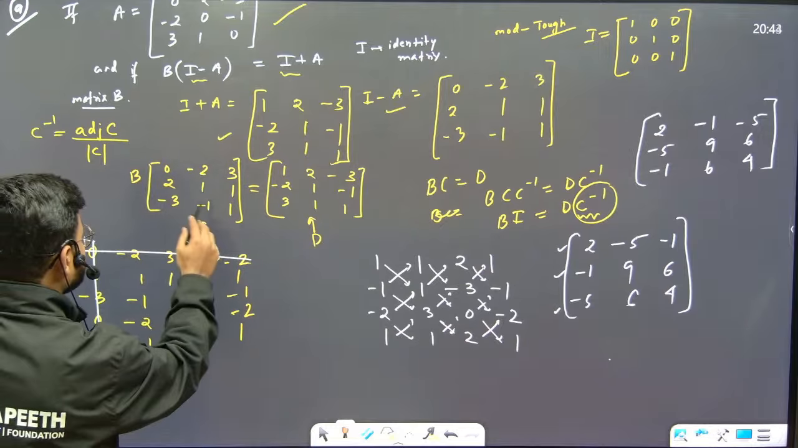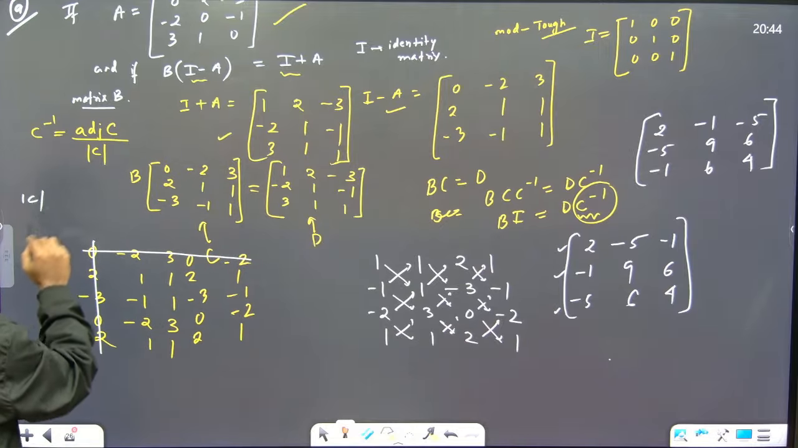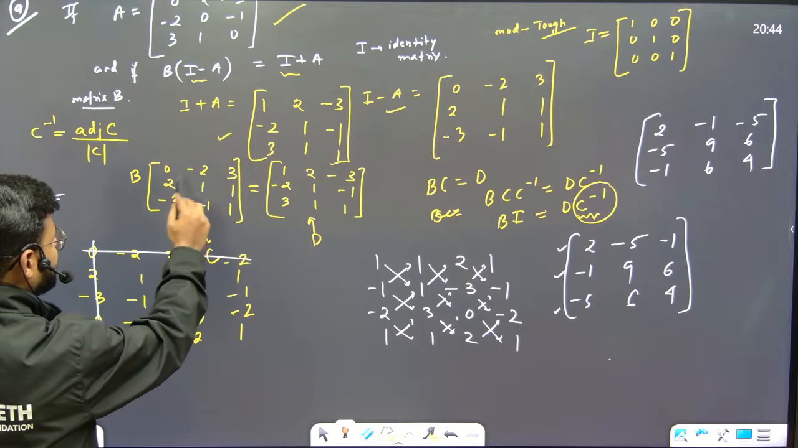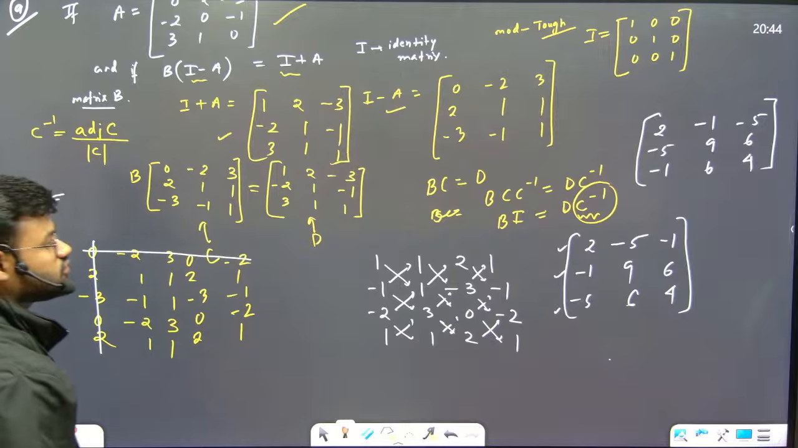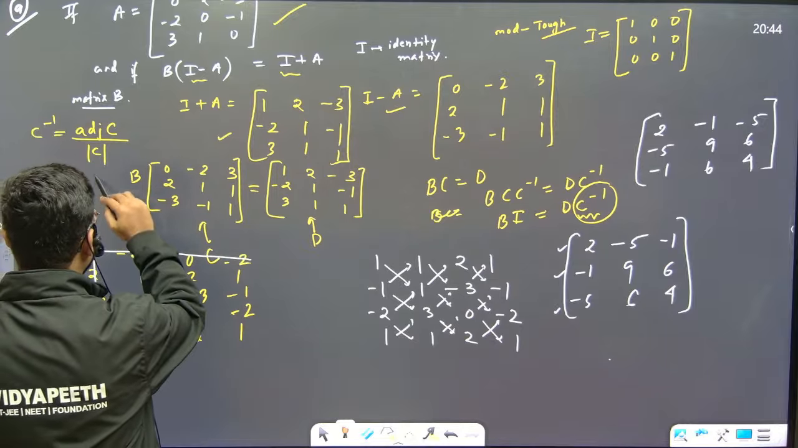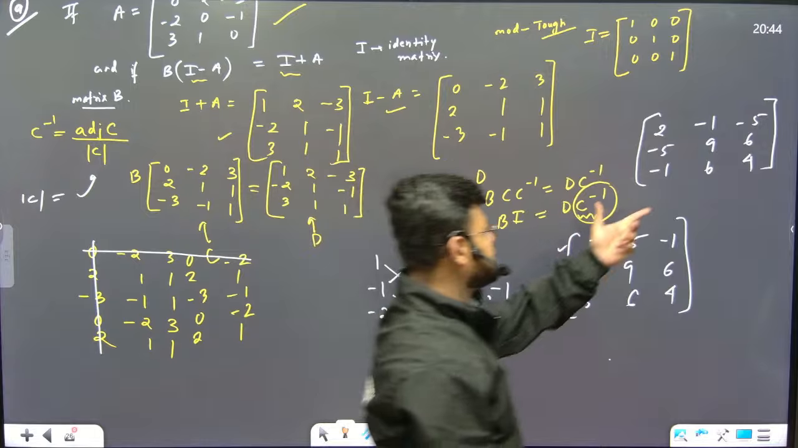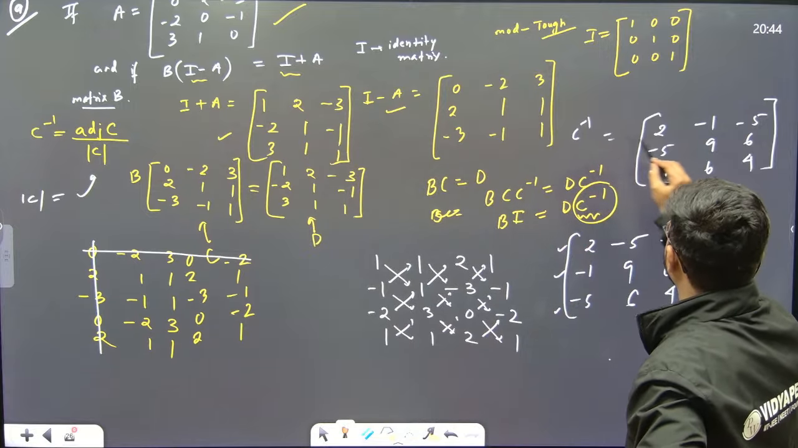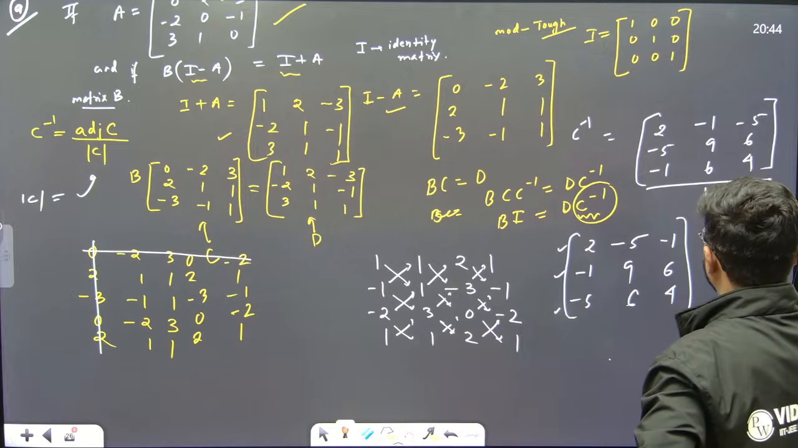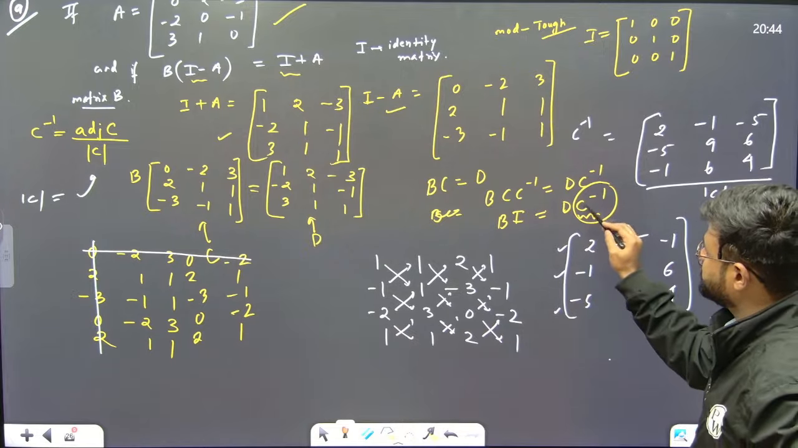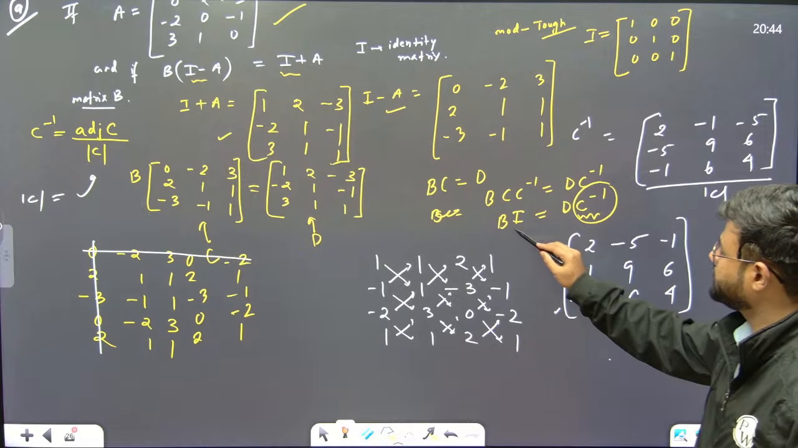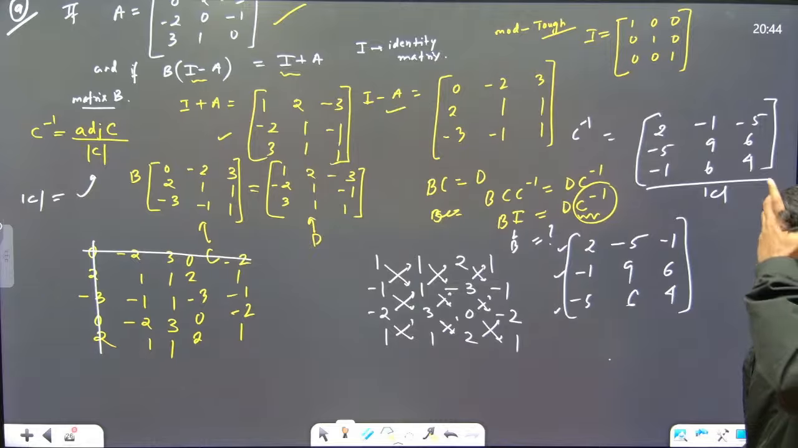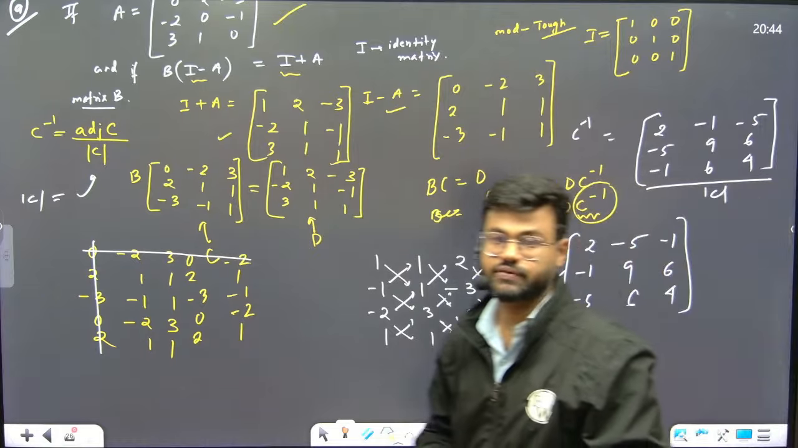Now what is the determinant of this matrix C? I hope everyone can calculate this determinant value. After calculating the determinant value of C, you put it here. C inverse is equal to the adjoint of C by the determinant of C. Calculate the determinant, put it here, and then multiply. So B into I is B, you will get matrix B, right? So I am leaving this to all the students to calculate.